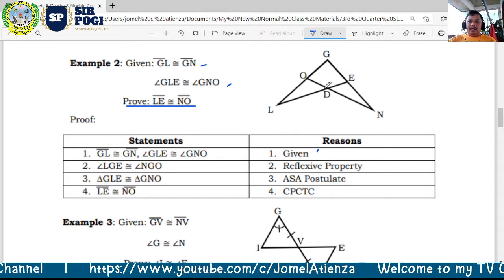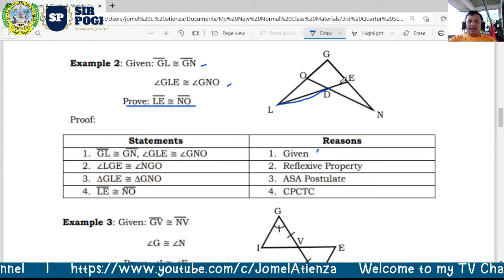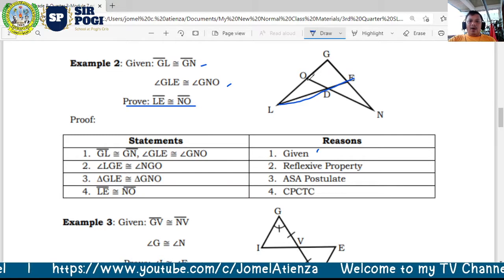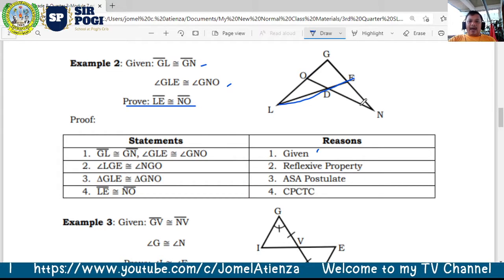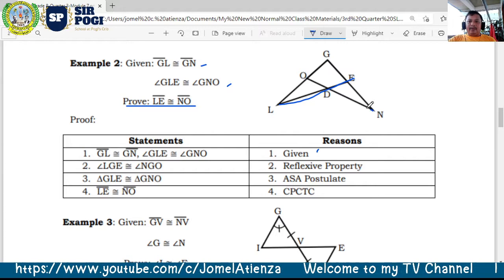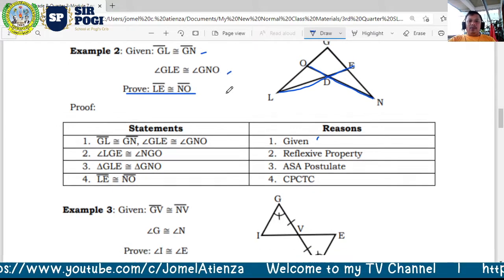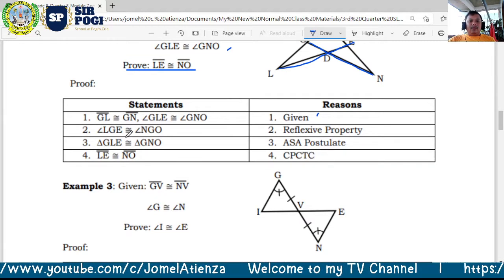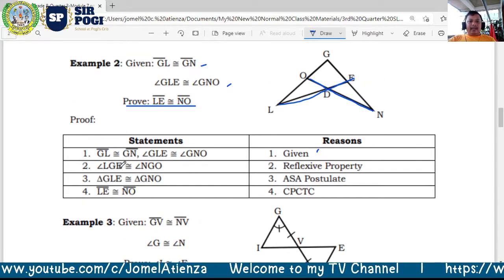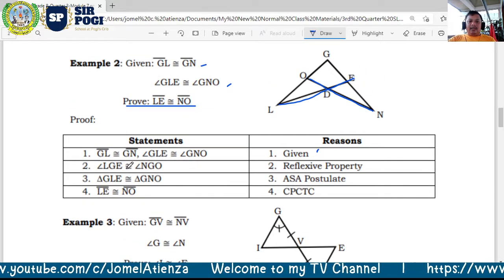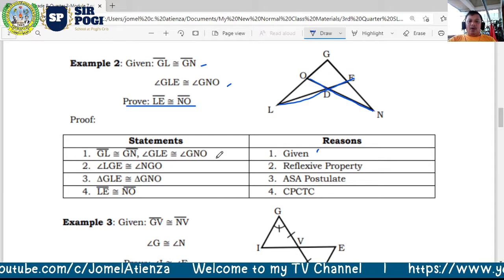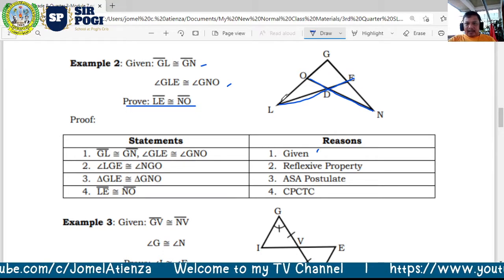Nasaan ba yung LE? Ito yon. Ito yung LE. Then we have O or NO. Ito yon. Okay? So yan. Yun ang ating ipoprove. So once again, angle LGE is congruent to NGO. Nasaan ba yung LGE? Ito yon.